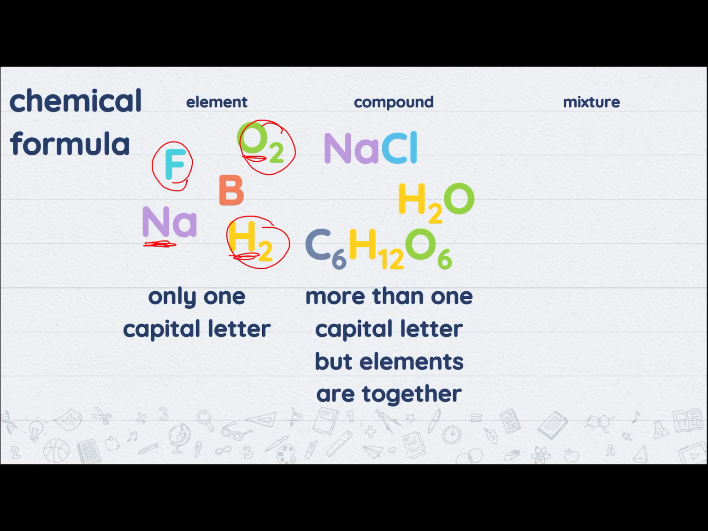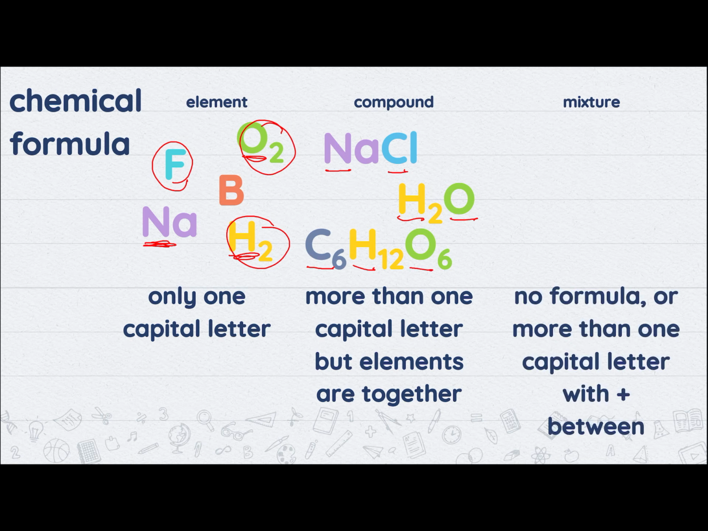So when I write the chemical formula for one of these, I have NaCl. I have two chemicals here, two elements, but they're stuck together. I have H2 and O. I have more than one capital letter, but they're stuck together. I have C6H12O6. Again, more than one capital letter, but they're stuck together.